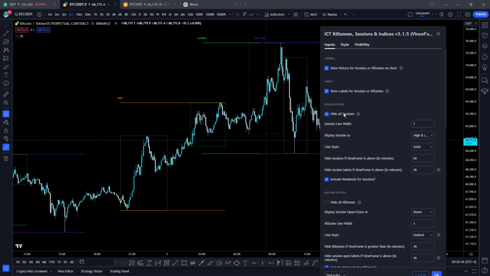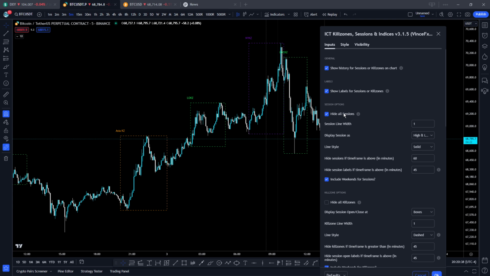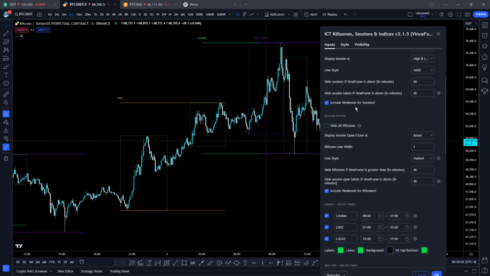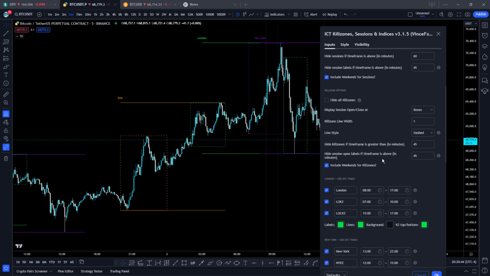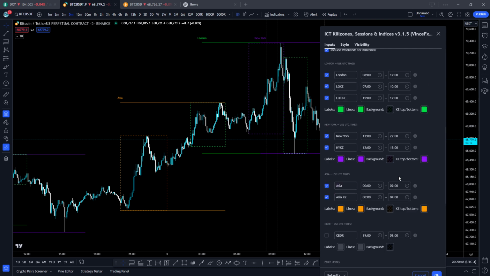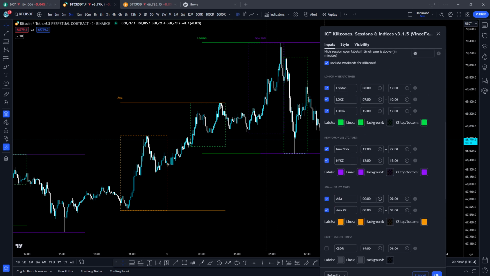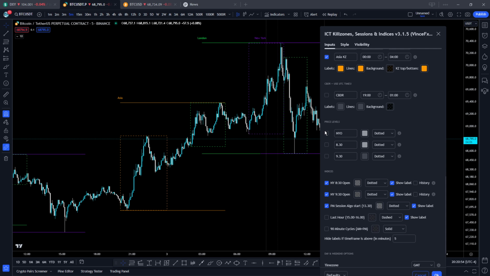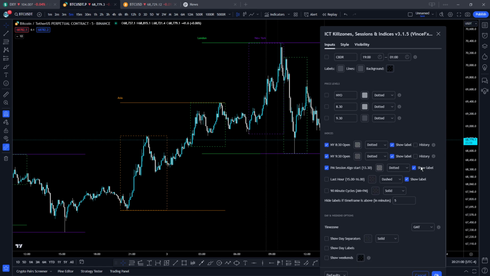You can hide all the sessions and just have your kill zones. You can include the weekends or take out the weekends. You can even change the times. You can shorten them up to your own desire. You can add a New York Open, an 8:30 open, a 9:30 open, the PM session, your last hour.